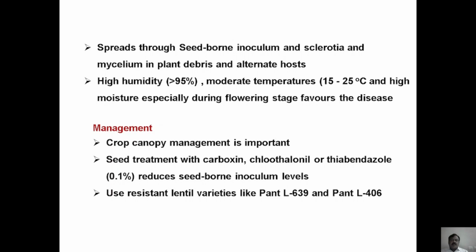So before sowing, treat the seeds with chemical fungicides like carbendazim or chlorothalonil or thiabendazole at the rate of 0.1%, which reduces the seed-borne inoculum. Besides, use of resistant lentil varieties like Panth L639 and Panth L406 is also advisable.